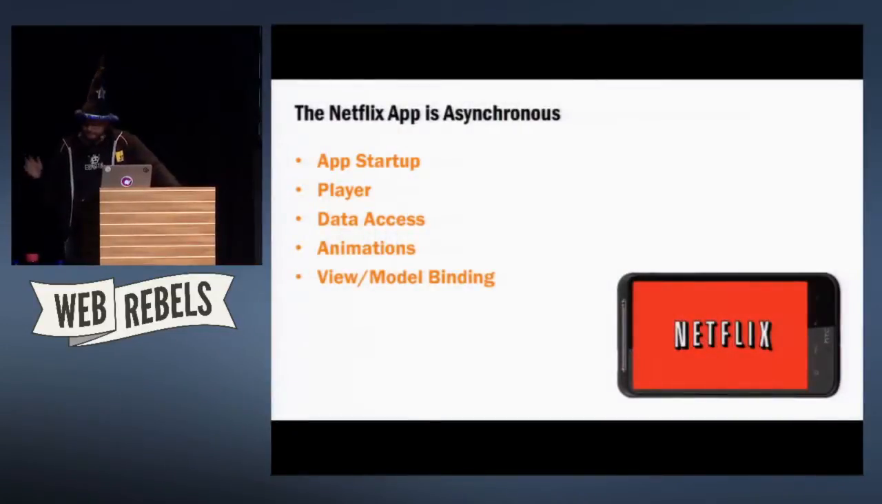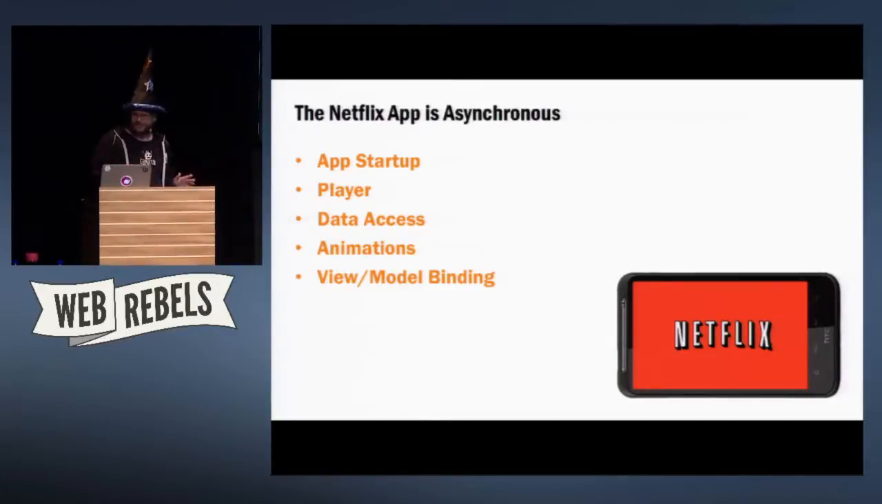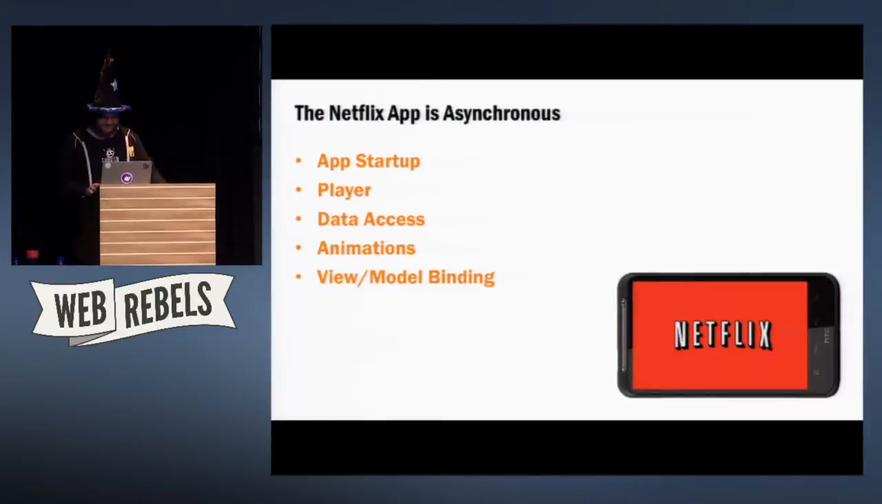So everything about the Netflix app that you use today, if you use it, is asynchronous. Everything. The app startup, the player, the data access itself, animations, view models, and bindings, and so forth, completely asynchronous. How do you handle all of that mess? It gets very, very touchy very quickly.